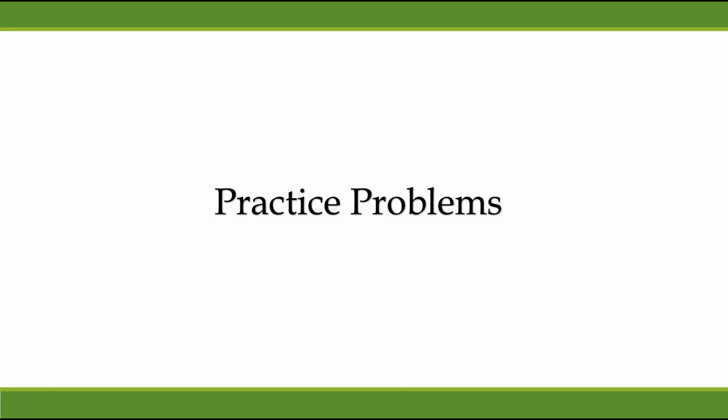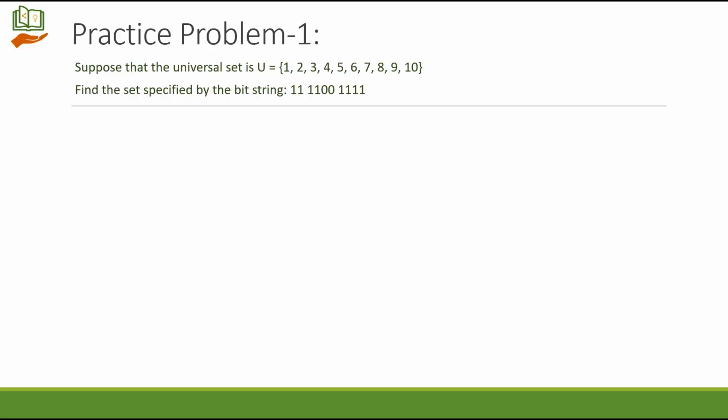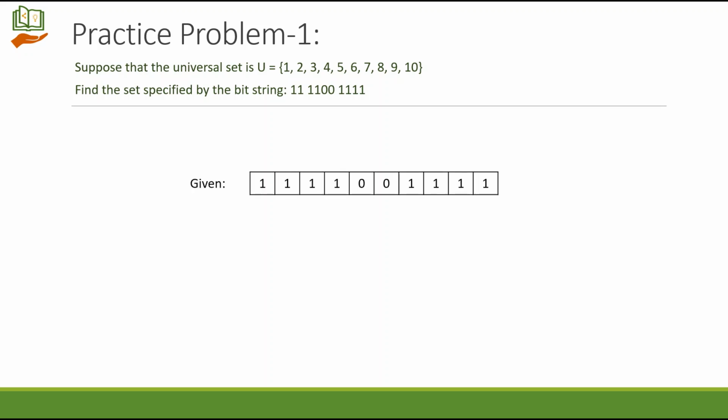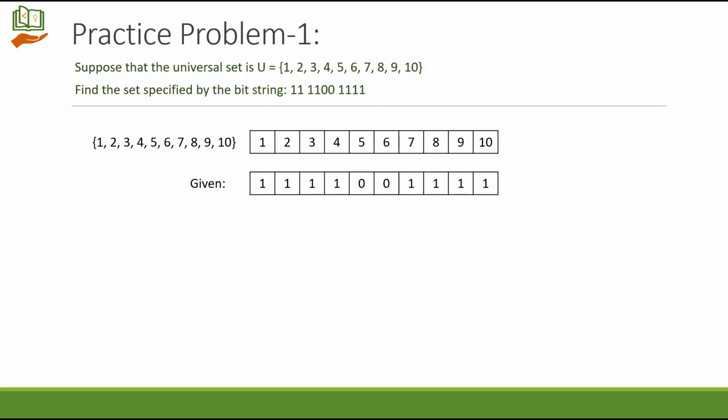Now we will get into the practice problem. Suppose that the universal set U is equal to 1, 2, 3, 4, 5, 6, 7, 8, 9, 10. Find the set specified by the bit string 1111001111. Now what we will do is, let's take the given string in this particular format. Now we will place the universal set above it.